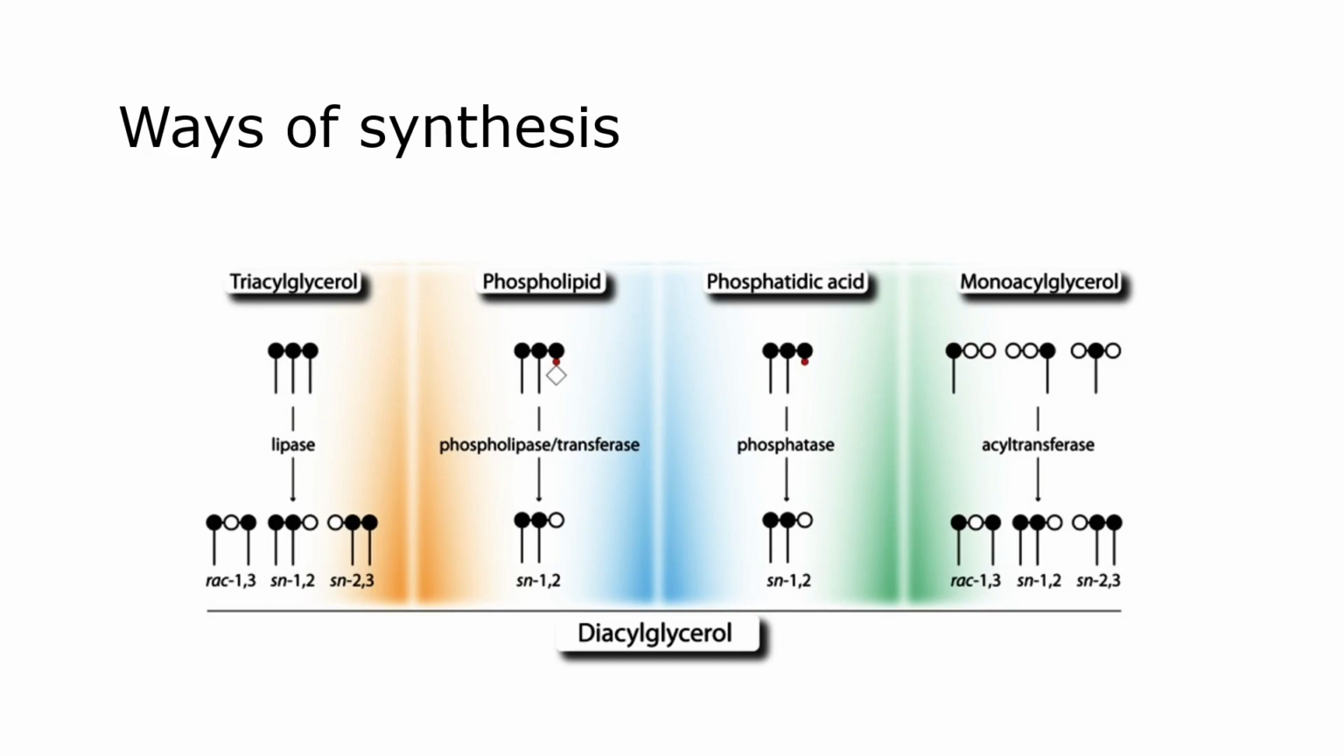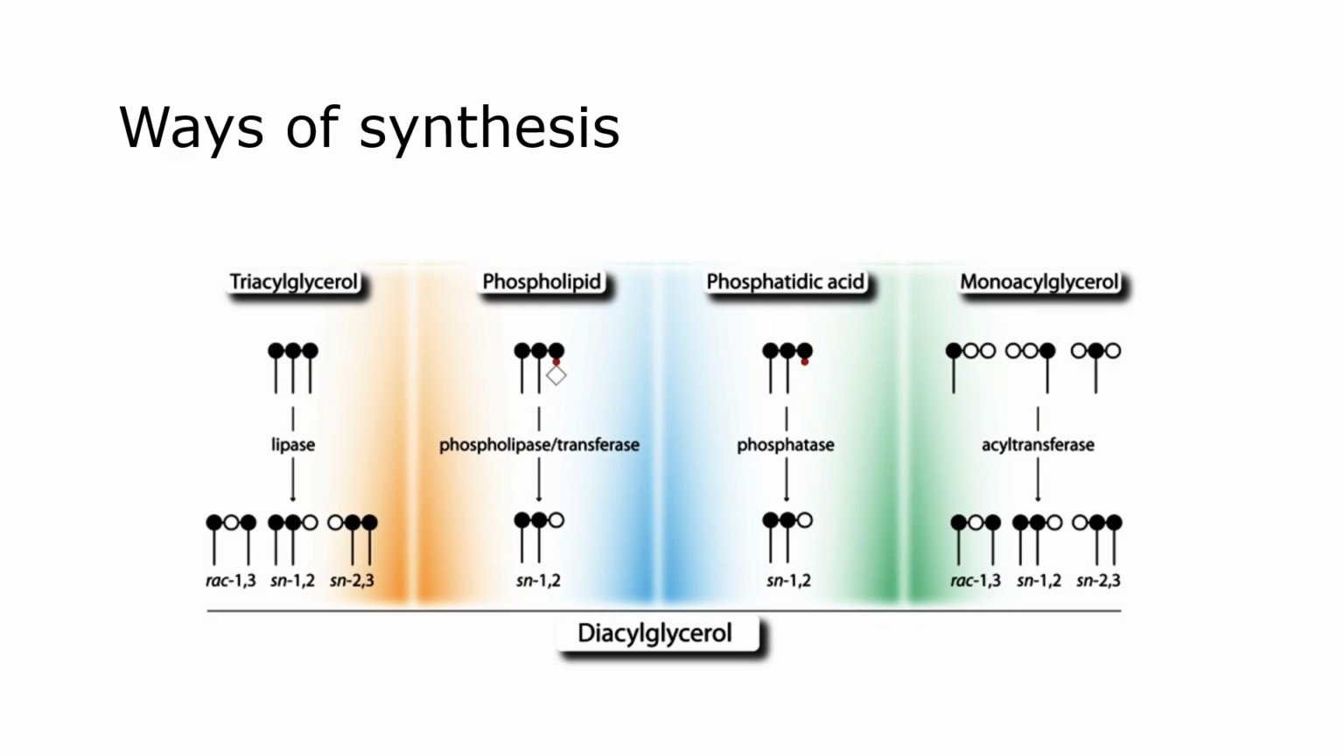There are a few ways of synthesis of diacylglycerol and its isomers. The basic one is the reaction catalyzed by lipase, and we get three isomers of diacylglycerol from triacylglycerol. The second one is the reaction catalyzed by either phospholipase or transferase from phospholipids of the cell membrane. But here we get only one isomer, SN12.